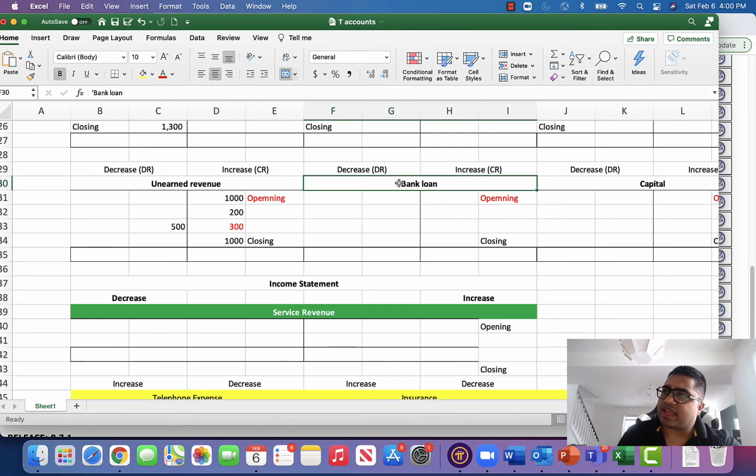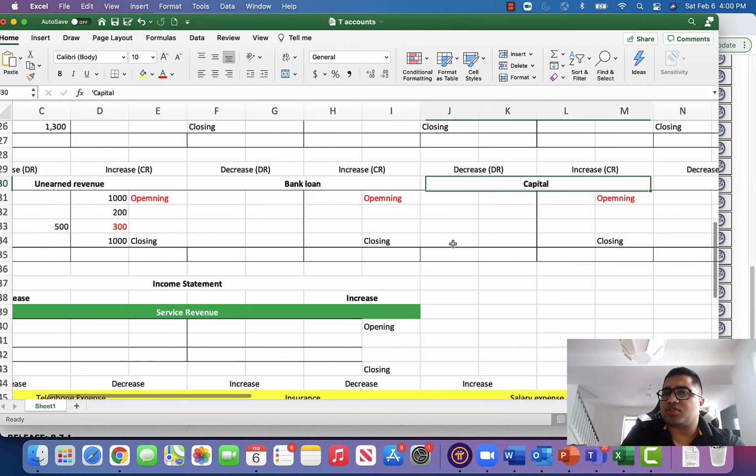Bank loan, same way. Any bank loan you take, right, you borrow, it will come here. Any bank loan you repay will come here. Opening balance you will have, you add all the increases, you subtract all the decreases, you get closing balance.